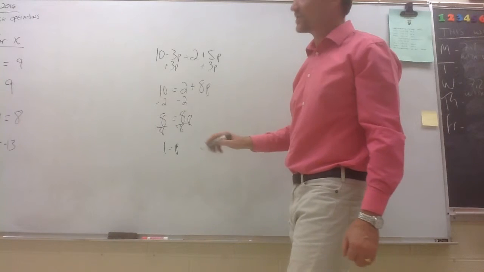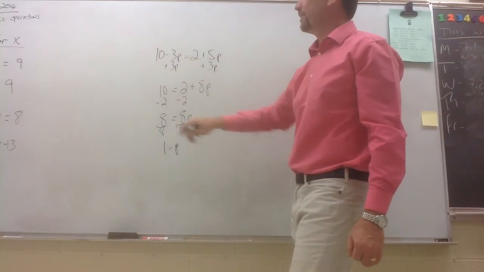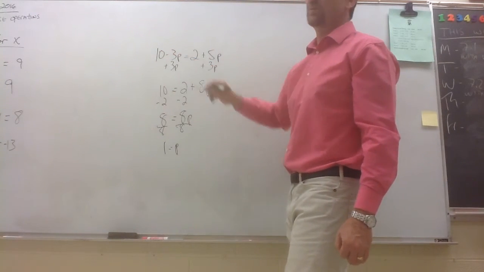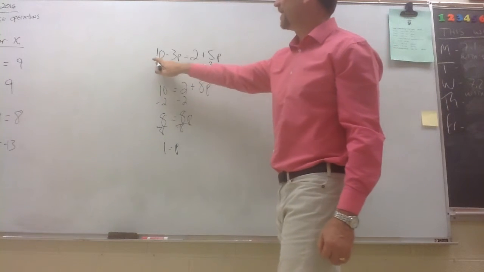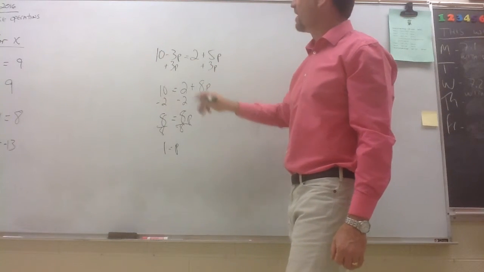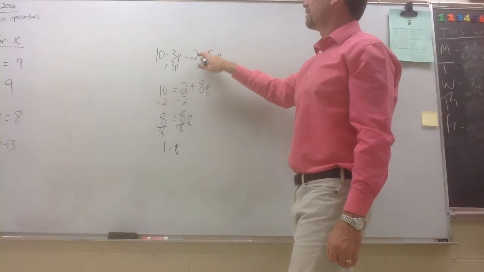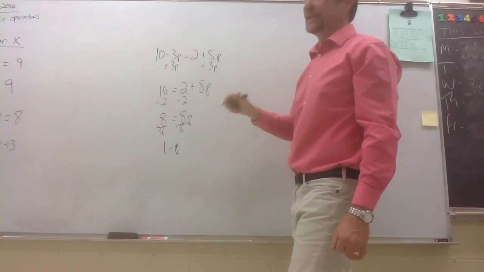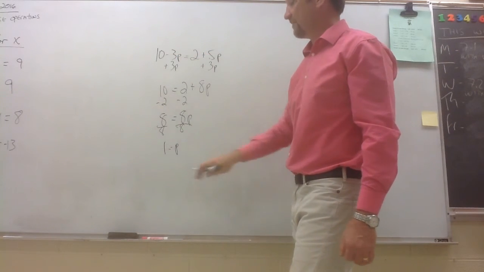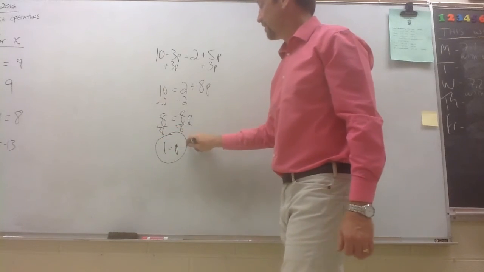We can check our answer by plugging a 1 in for the p. 10 minus 3 times 1. 3 times 1 is 3. 10 minus 3 would be 7. Is that equal to 2 plus 5 times 1? Yes, it is. This ends up being 7 equals 7, so we know that our solution checks out.